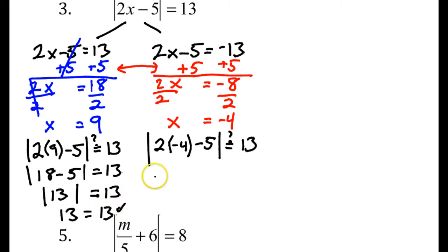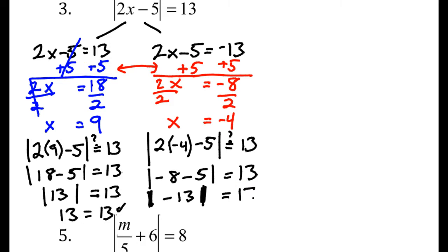So we're good there. One more time. -8 minus 5, which equals 13. Make sure you make those dark or make them a little bit bigger so they don't look like number 1. And then sure enough, it checks out.